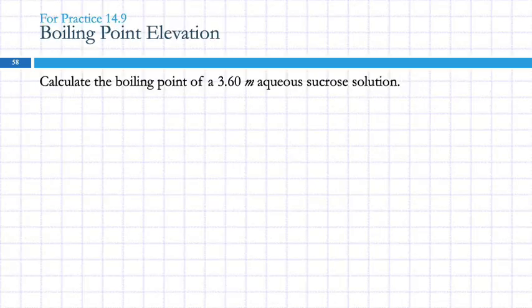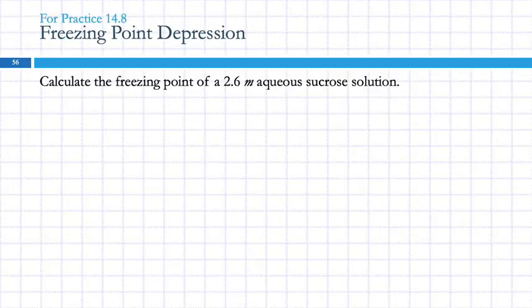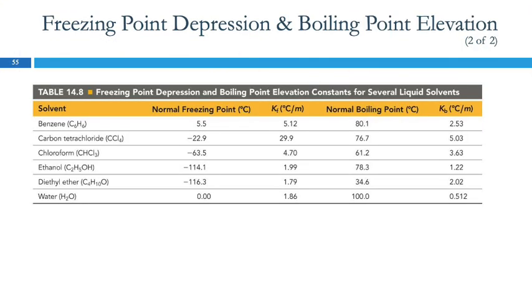Okay, let's calculate the boiling point of a 3.6 molal aqueous sucrose solution. So aqueous solution here tells us that the solvent is water. We're going to need that boiling point elevation constant for water. It's 0.512. We also need to know what the normal boiling point is. We should know that for water, but I don't expect you to know that for anything else. So our normal boiling point's 100, and the constant is 0.512.